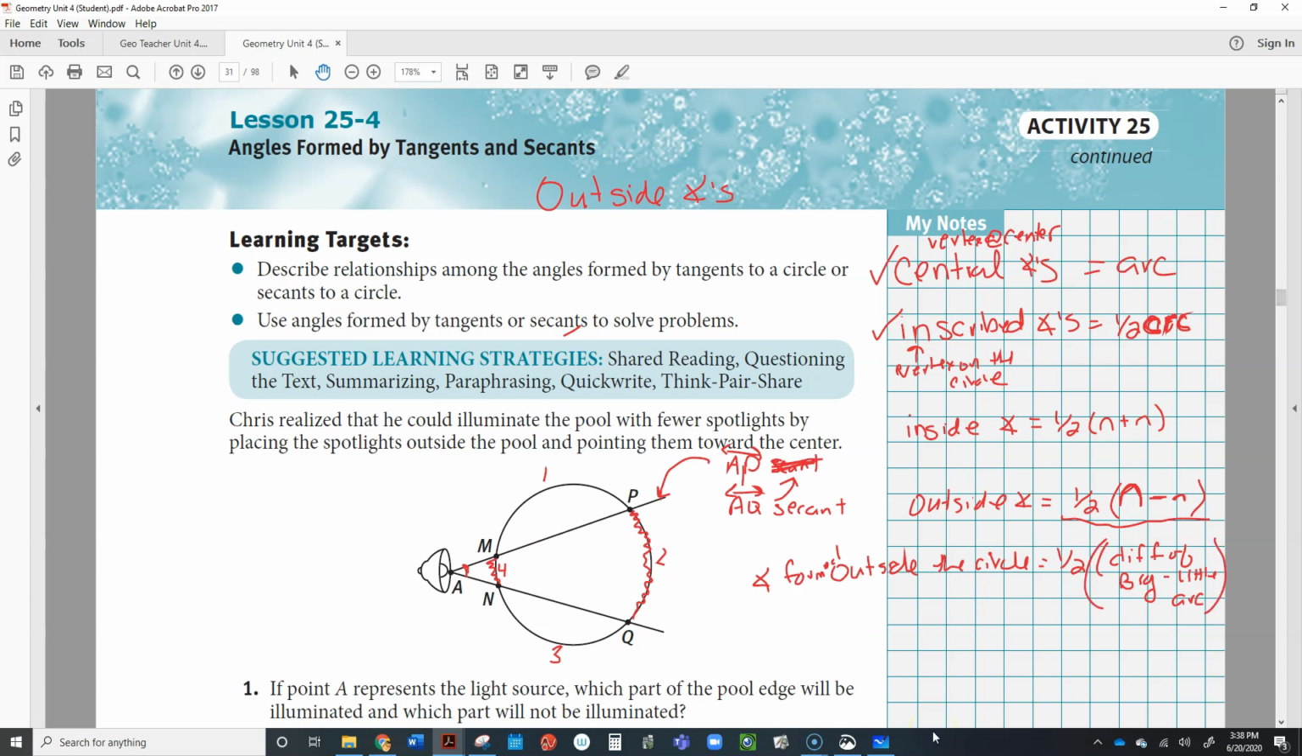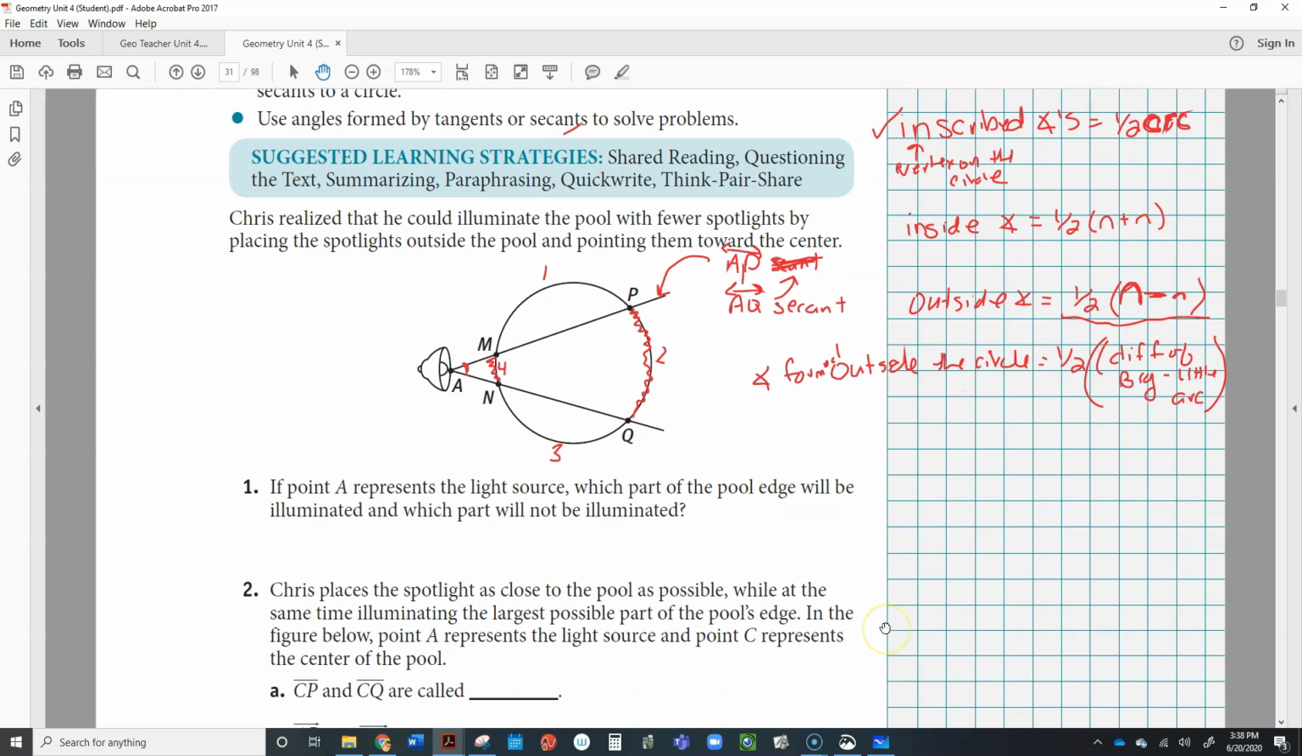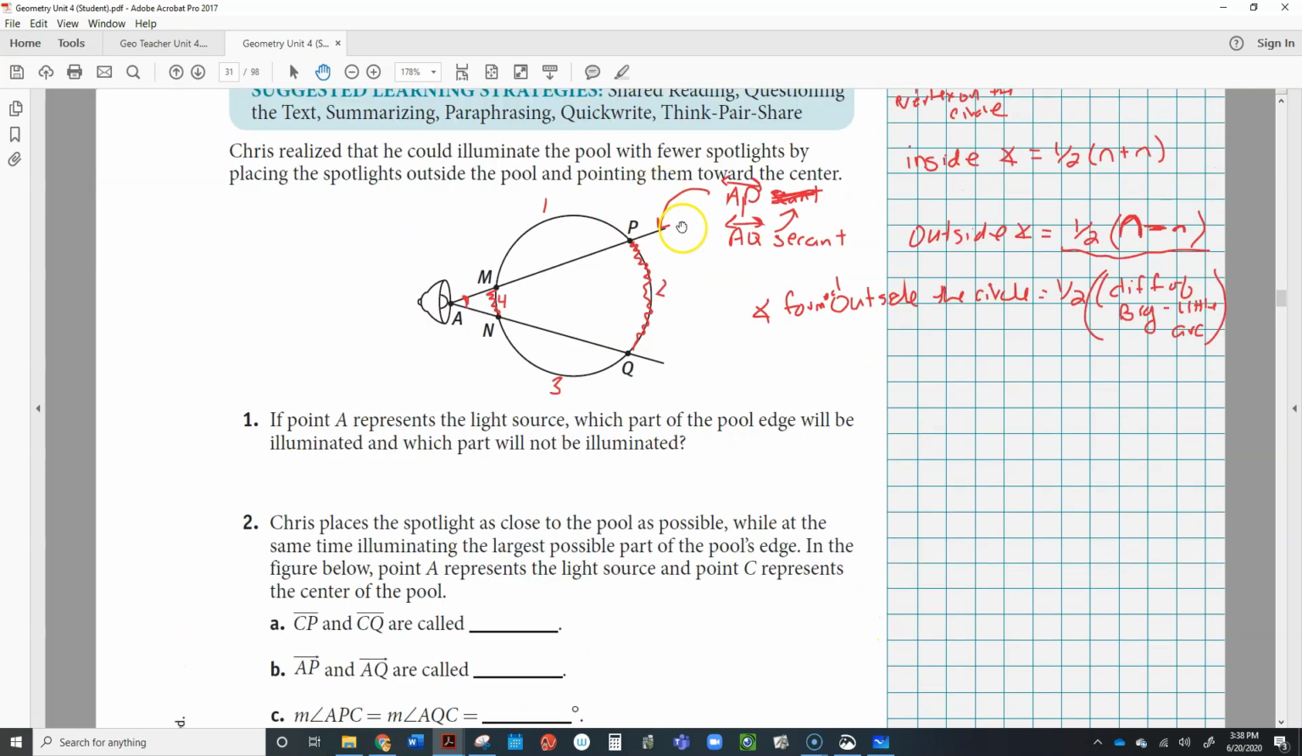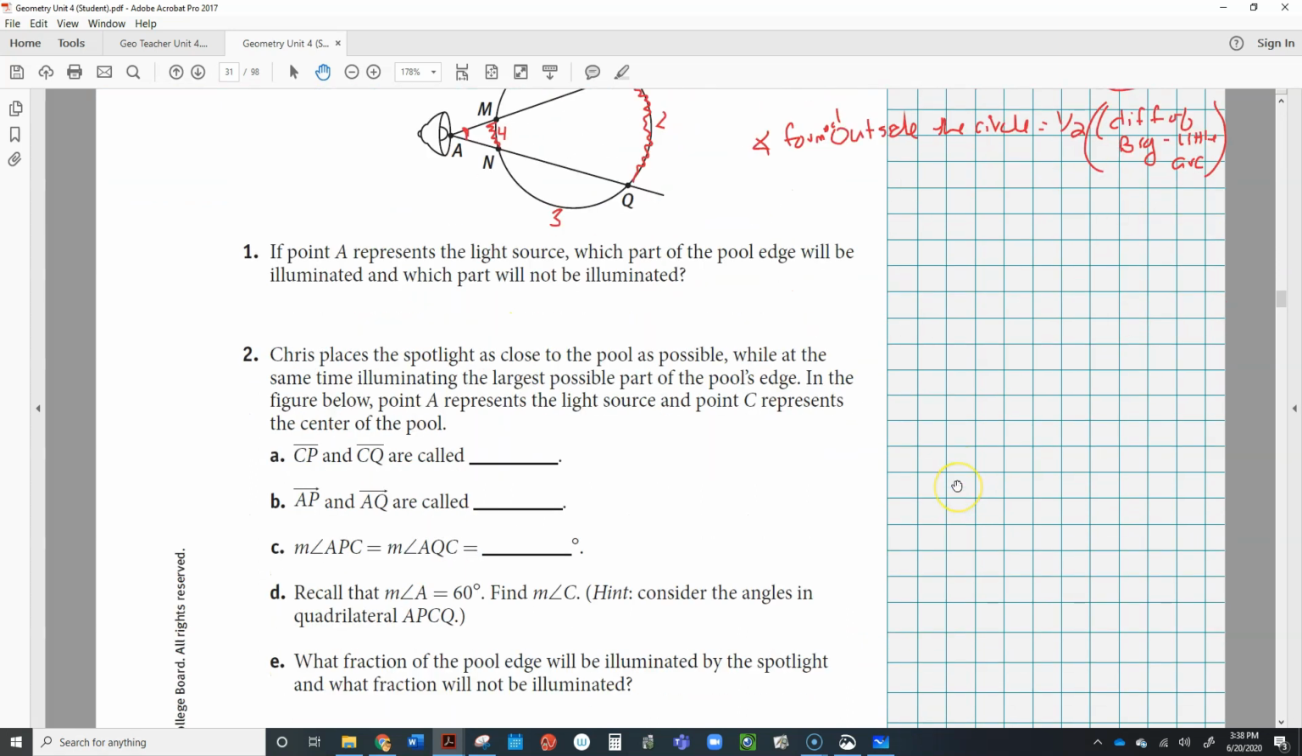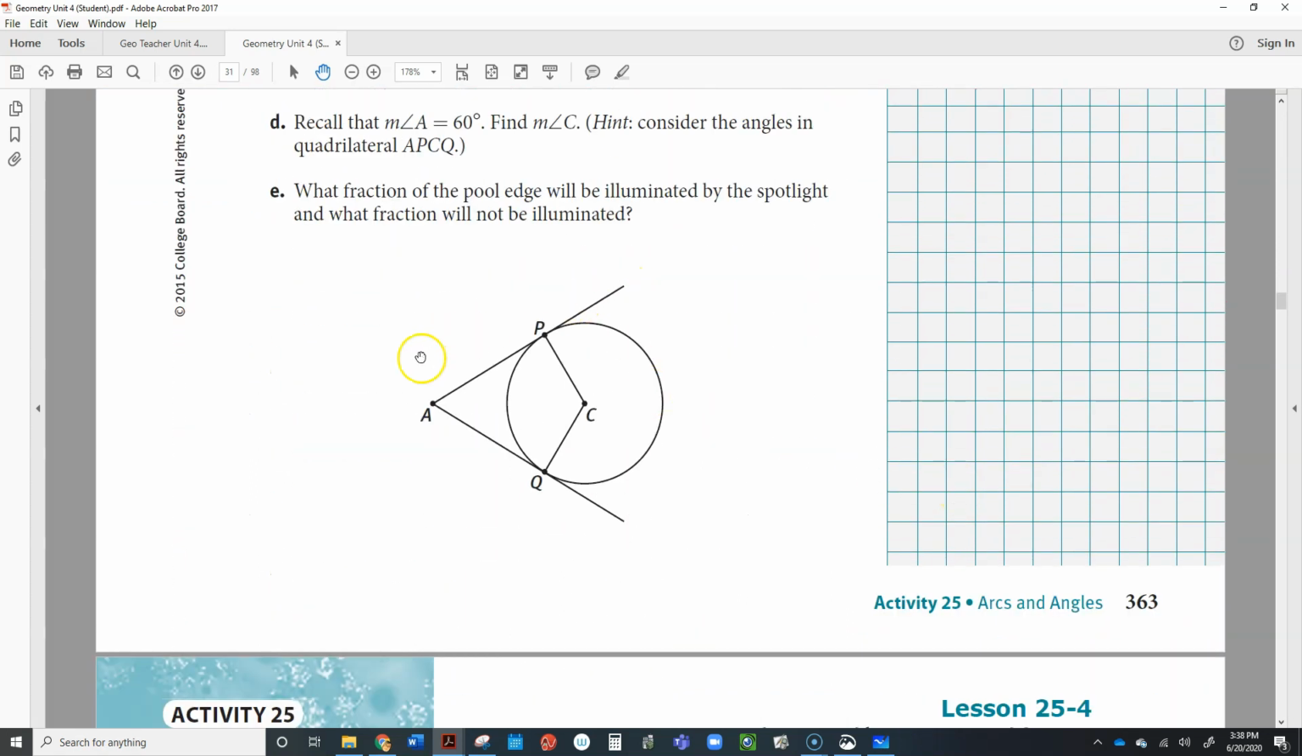Okay, so that's what this is right here. I've drawn a big arc minus a little arc. So you have to be sure and always do the one farthest away from the angle minus the little arc. Now, by the way, notice that these are two secants. These are two tangents, but we still have the same situation right here.